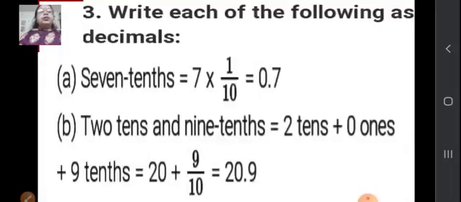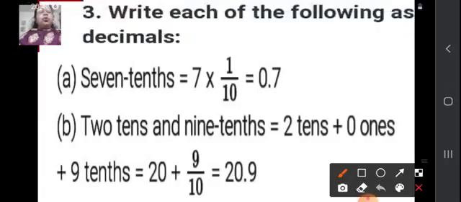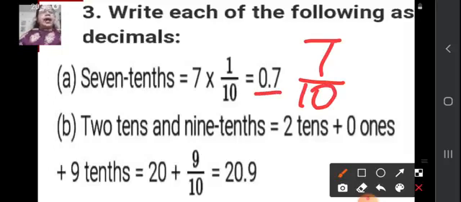Now, question number 3, write each of the following as decimals. A, 7 tenths, that means it is 7 into 1 upon 10, or we can write it as 7 upon 10, and we know 7 upon 10 is 0.7. Then 2 tenths and 9 tenths. 20 plus 9 upon 10, isn't it? So, it becomes 20.9.